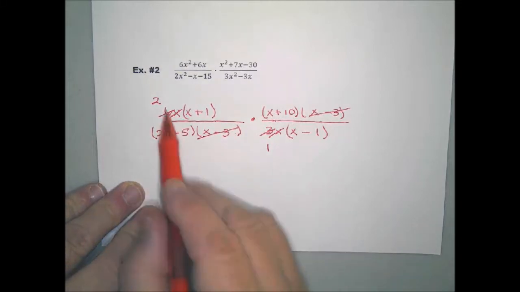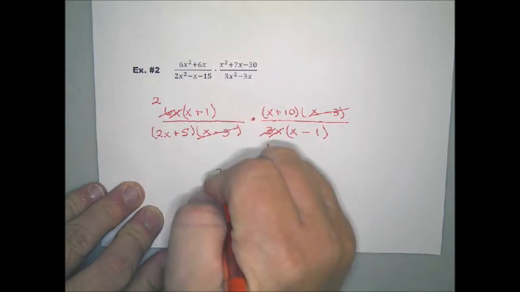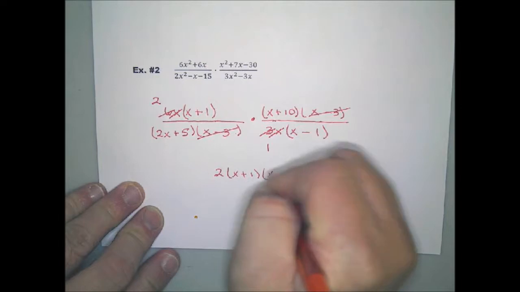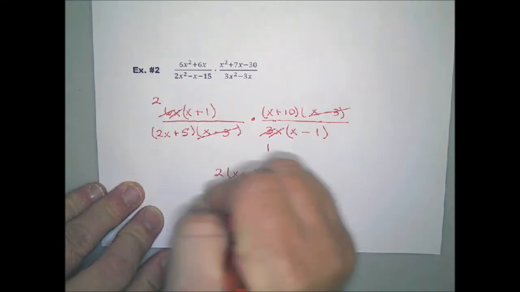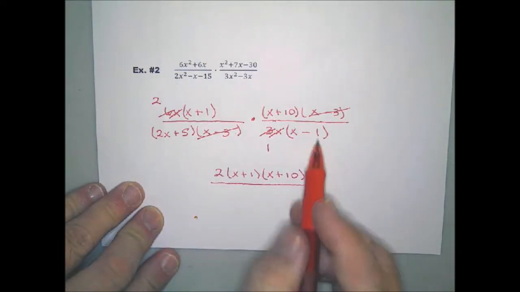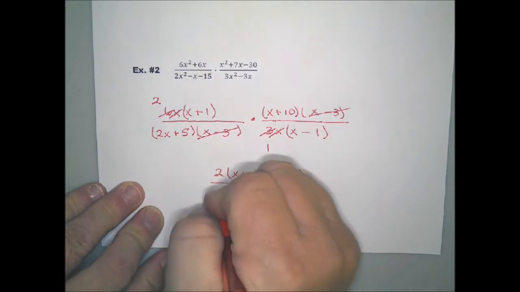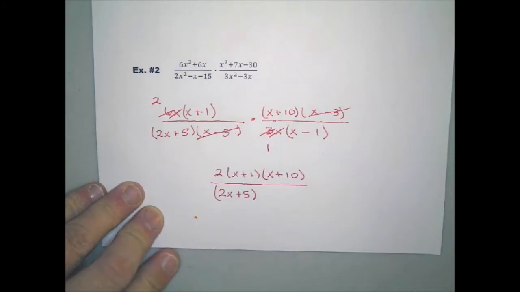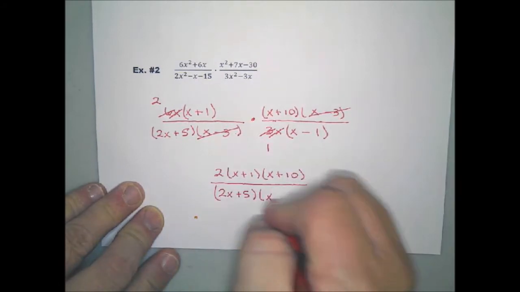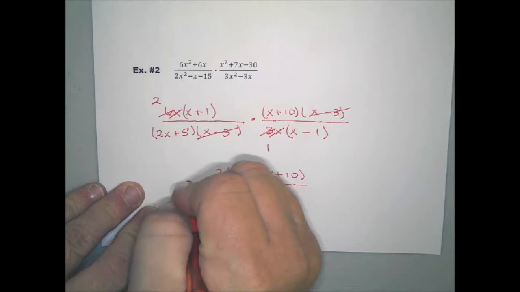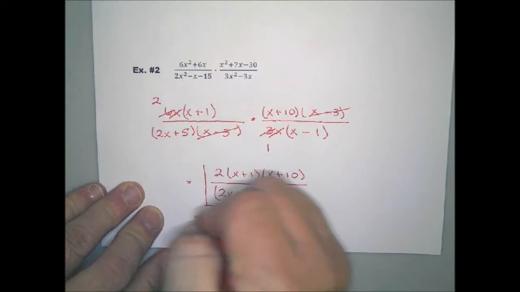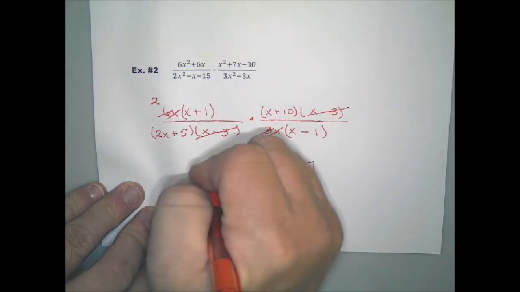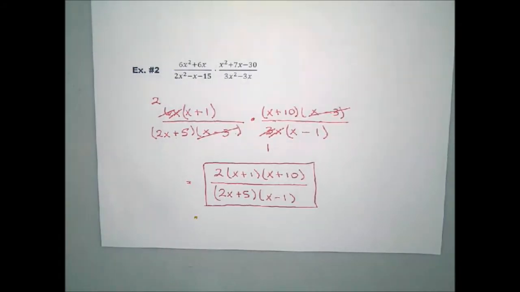I've got 2 times x plus 1 times x plus 10 over 2x plus 5 times x minus 1. And since that's the only thing that's remaining after everything else reduces away, that's your final answer.